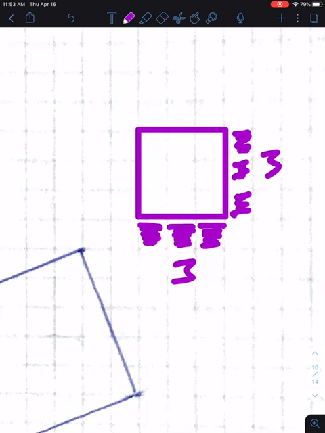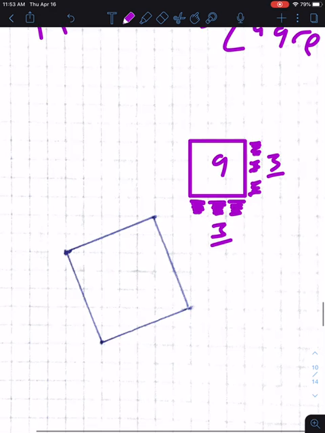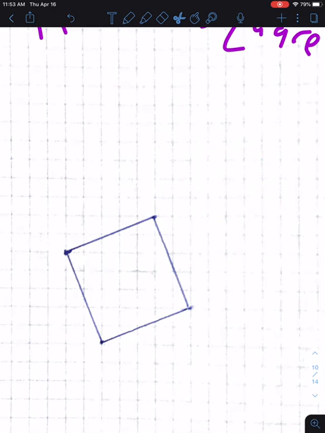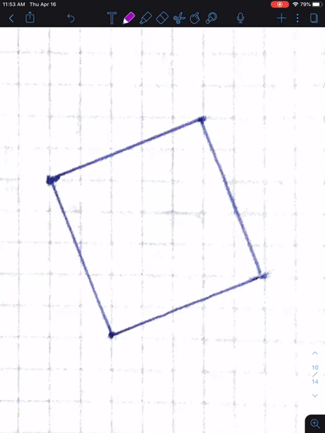But also I could just multiply 3 by 3 and get 9. Okay, that is the area of this square. All right, with a tilted square, let me get rid of that real quick. With a tilted square, we can't really do this, all right?